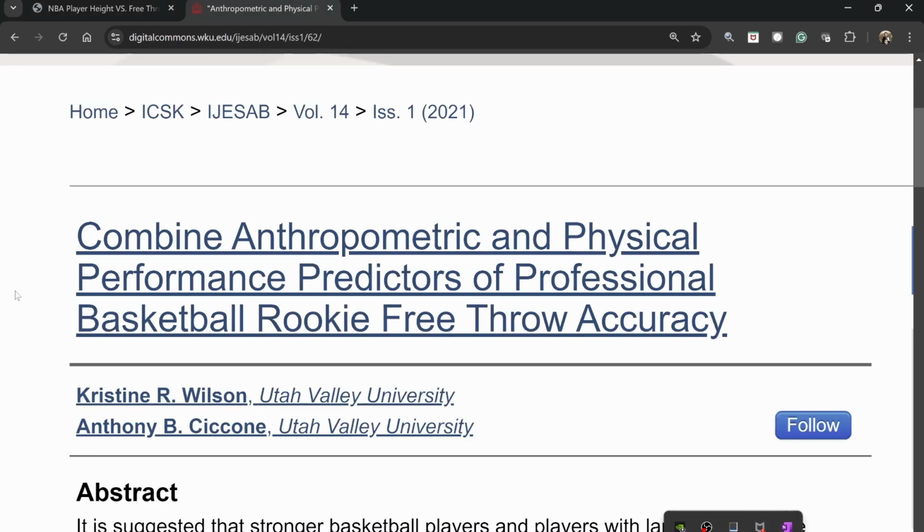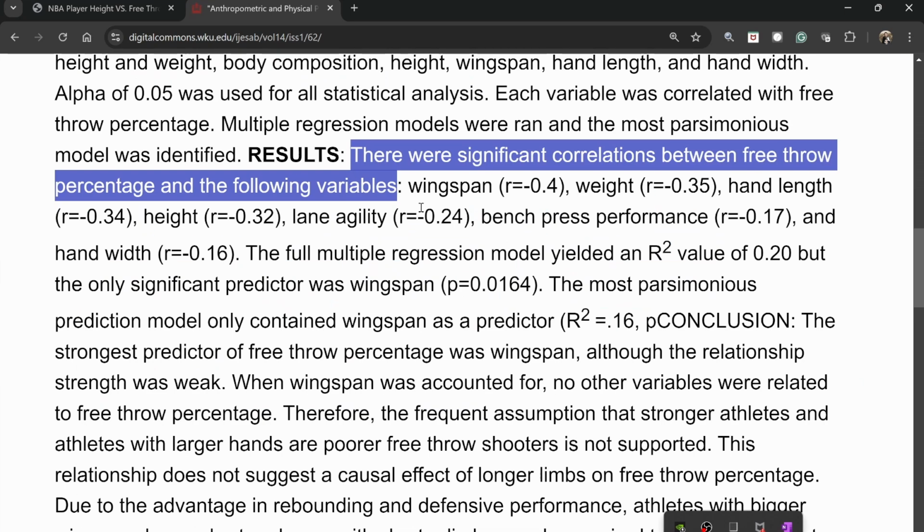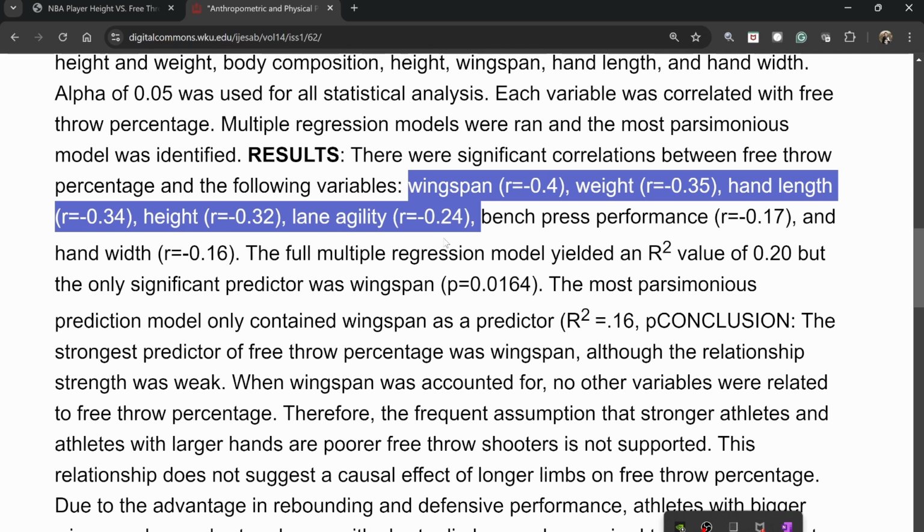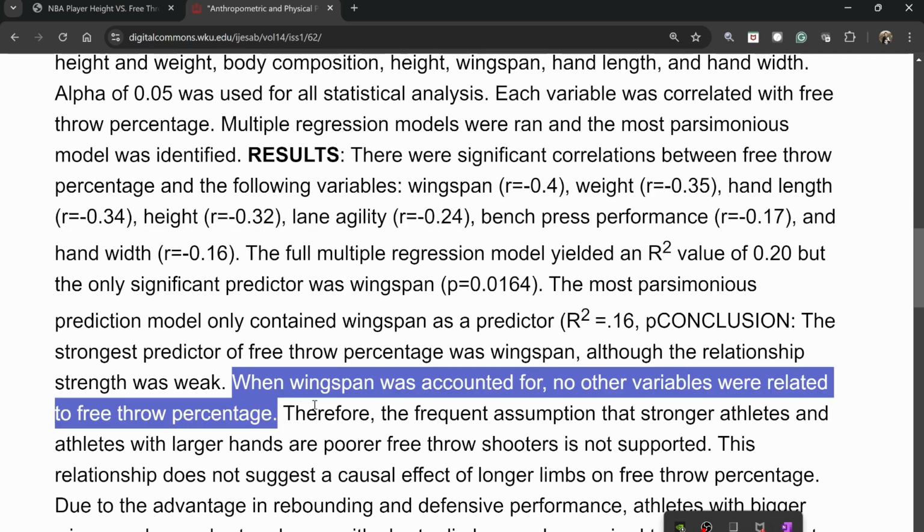Another analysis, done by two researchers from Utah Valley University, also finds significant correlations between free throw percentage and height, among other variables. The authors conclude that when wingspan was accounted for, no other variables were related to free throw percentage.